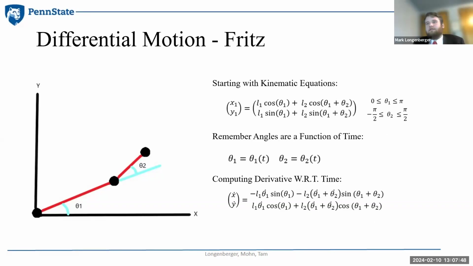So there are kinematic equations that we used. Again, there's θ1 and θ2, and computing a derivative with respect to time allowed us to find the general motion of the dog itself based on the derivative of x and the derivative of y.